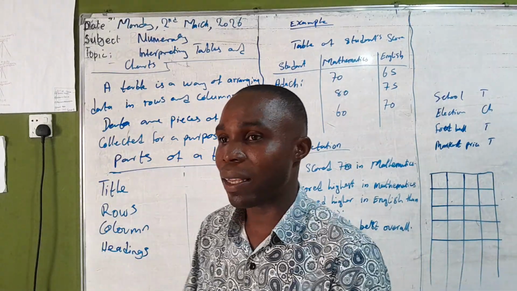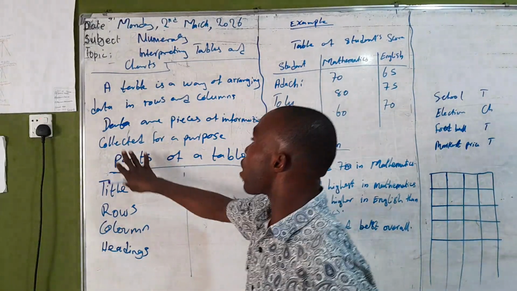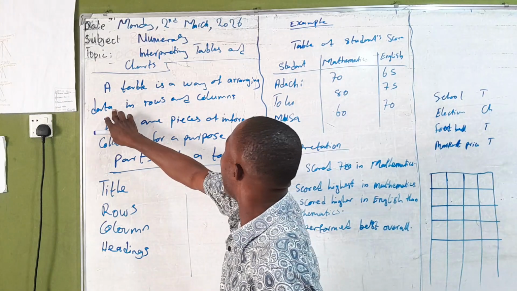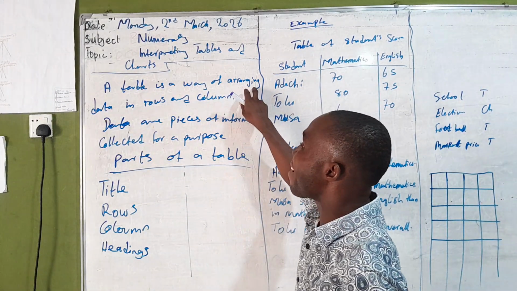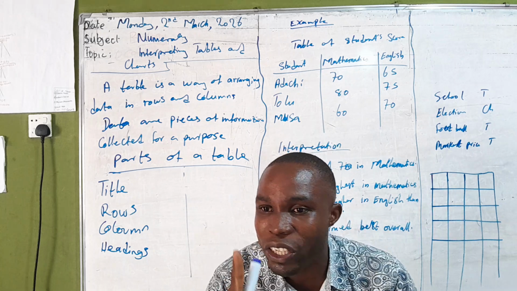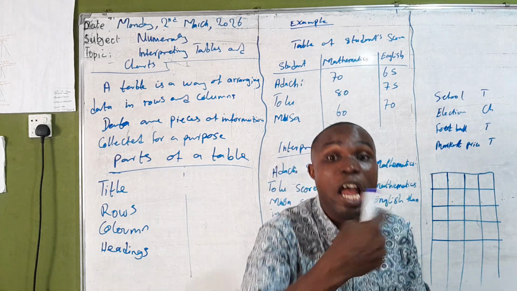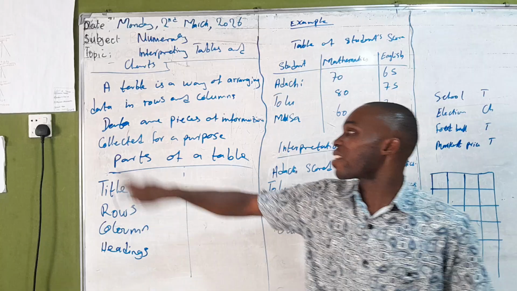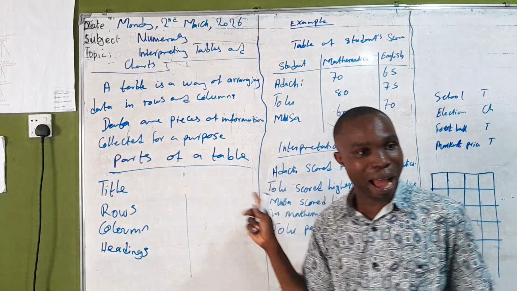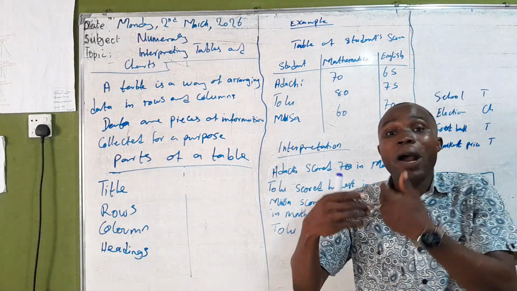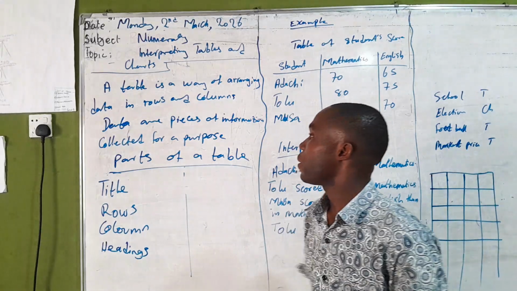So when we talk about a table where data comes in, it's a way of arranging information. Because data is also an organized information.